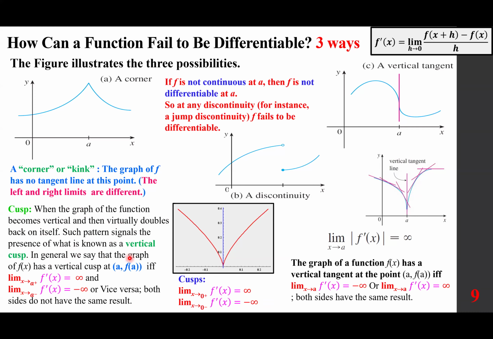In general, we say that the graph of f of x has a vertical cusp at a, f of a, if and only if the limit of f prime of x as x approaches a from the right is infinity, and from the left is negative infinity, or vice versa. Both sides do not have the same result. For the vertical tangent, both sides are either positive or negative infinity. For the cusp, one side is negative infinity, one side is positive infinity. That's how it works here.